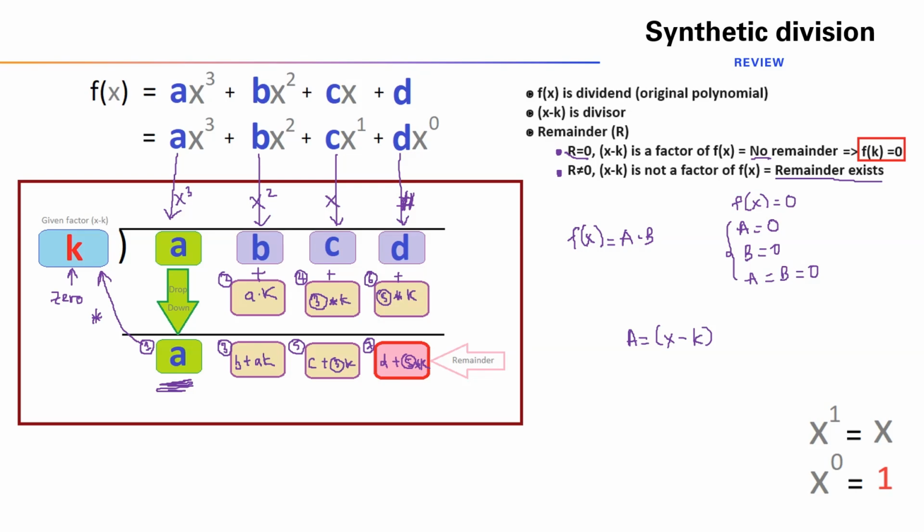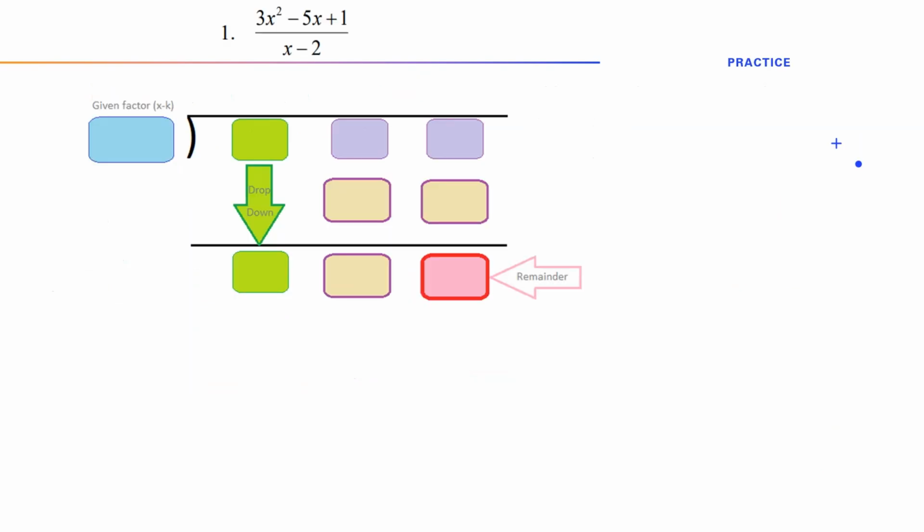Let's hand on a problem. So we have 3x squared minus 5x plus 1. And also we know that if it's set up like that, the top one is f of x, and we usually call it the dividend. And this one is the divisor.